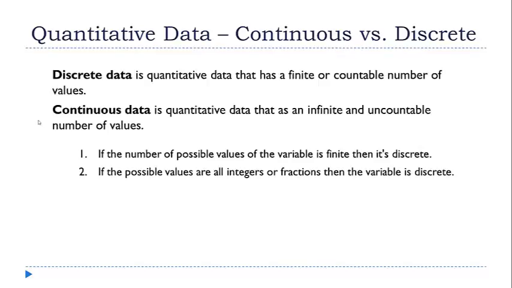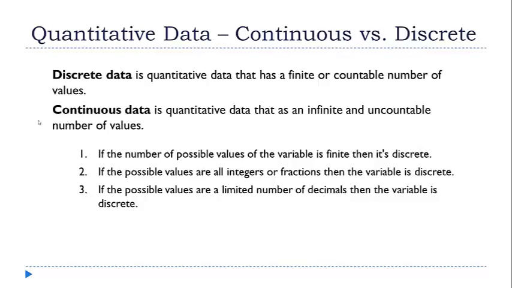Now, if the possible values are all integers or fractions, then the variable is discrete. For example, the number of books a person finished last year. The possible values are all going to be integers, so this would be a discrete variable. If the possible values are a limited number of decimals, then the variable is discrete. This category is a little tricky. An example would be dollar amounts. They aren't integers or fractions, but there are at most 100 possible values for the cents part of a value, so the number of possibilities are still limited, which puts this in the discrete category.